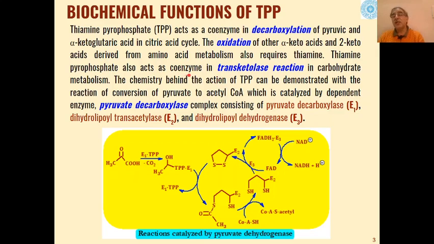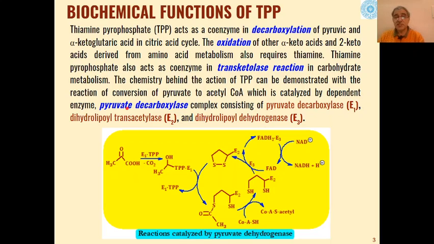Thiamine pyrophosphate also acts as a coenzyme in the transketolase reaction in carbohydrate metabolism. So we can see the importance of TPP: in the citric acid cycle, it is used for decarboxylation. In amino acid metabolism, it is used for oxidation. And in carbohydrate metabolism, it is used for the transketolase reaction.